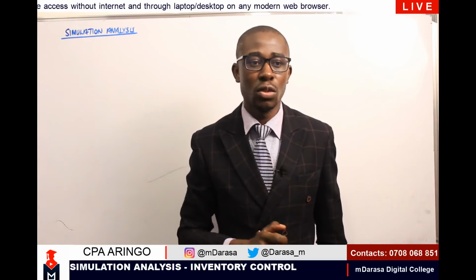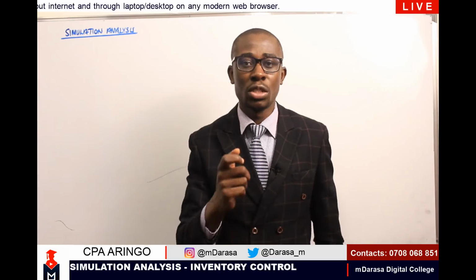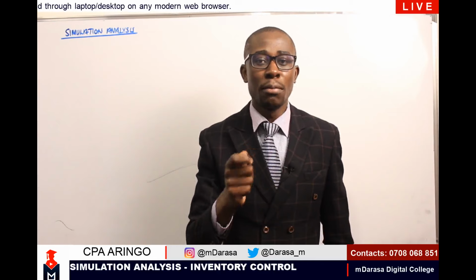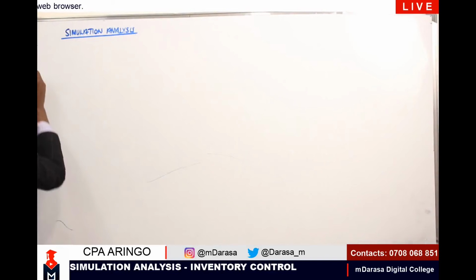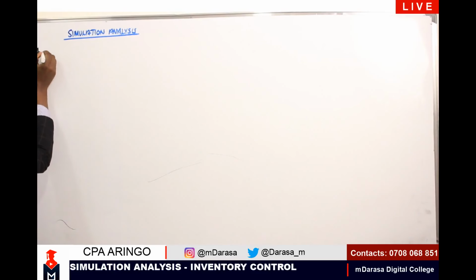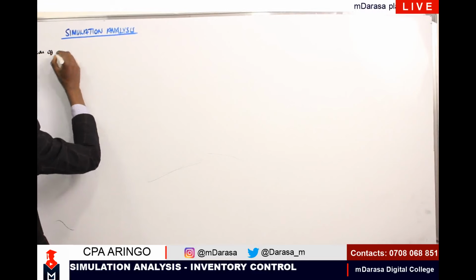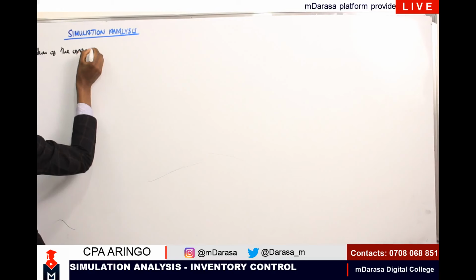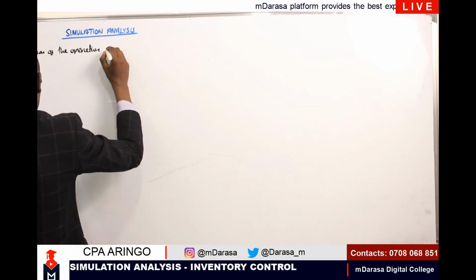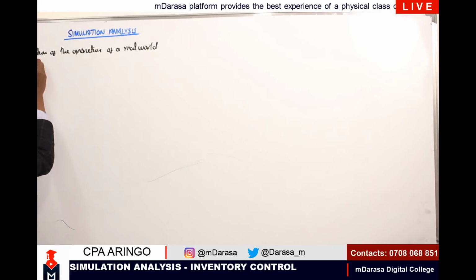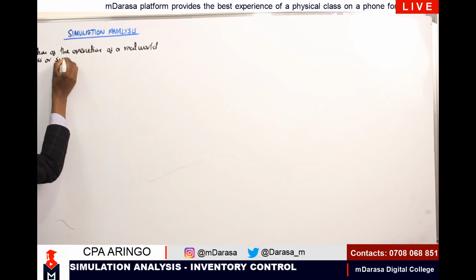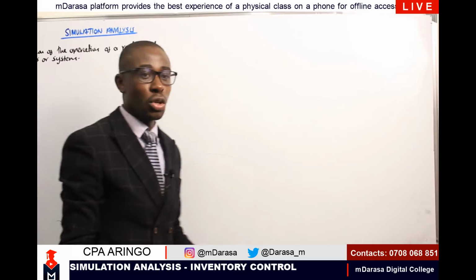Remember, simulation is also applied in CVP. But in our class today, basically, we are going to deal with simulation in inventory control. But before we go there, I'll give you the whole idea behind simulation. Just as you mentioned, simulation is imitation of the operation of a real world process or system. This is a key element that you should understand when you are talking of simulation.